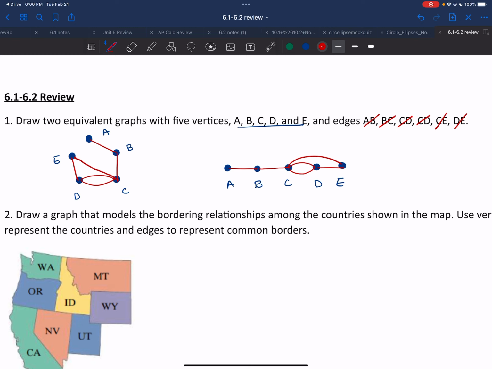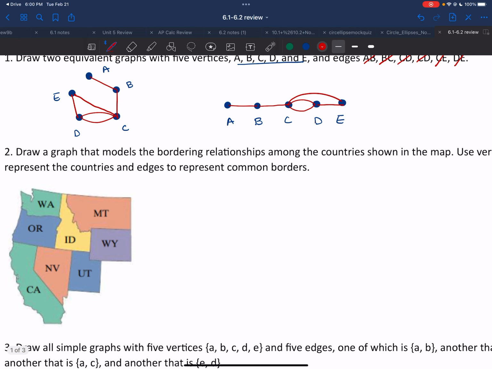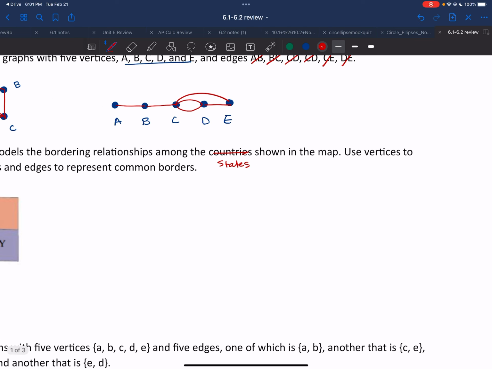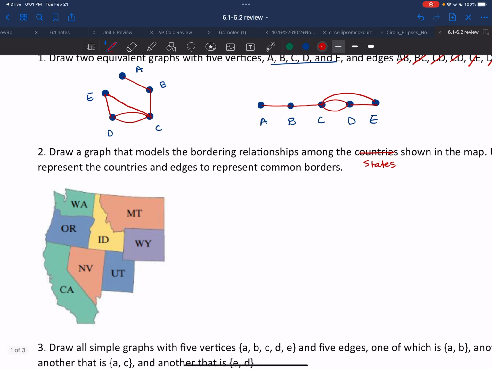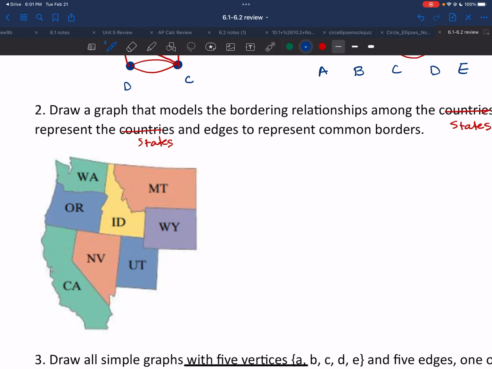All right, for the second one, draw a graph that models the bordering relationship amongst the states shown in the map. Use vertices to represent the states and edges to represent common borders. Okay, so on this one, again, you're going to create a dot to represent each one, and it doesn't matter what your pattern is. So I'm doing Washington, Idaho, Montana, Wyoming, Utah, Nevada, California, Oregon.